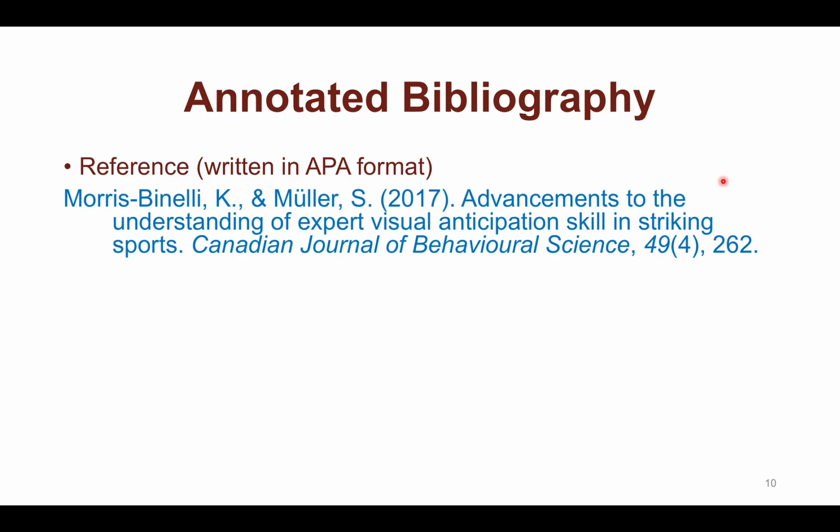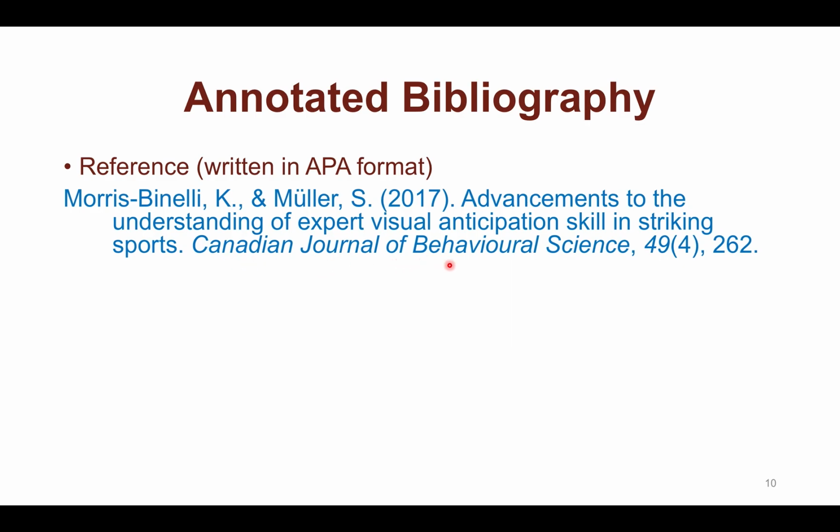That will go into a lot of detail about how to write these citations in APA format, whether it's a book or a book chapter or a journal article. For the most part, you're going to be using journal articles, which is what you're seeing on the screen here. So after the year is the article title, Advancements to the Understanding of Expert Visual Anticipation in Striking Sports. And then the journal title, which is the Canadian Journal of Behavioral Science.